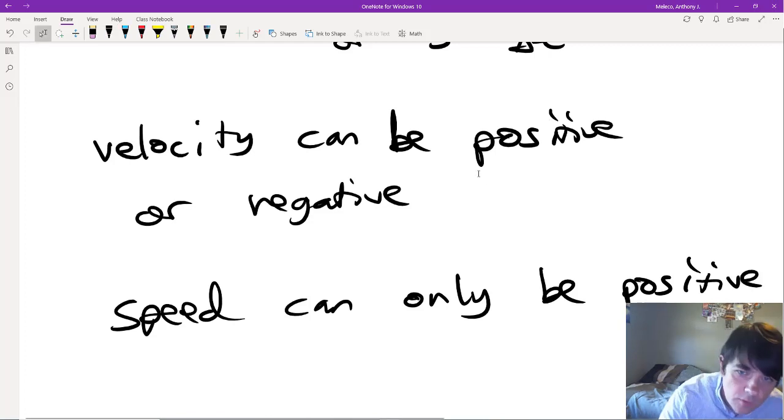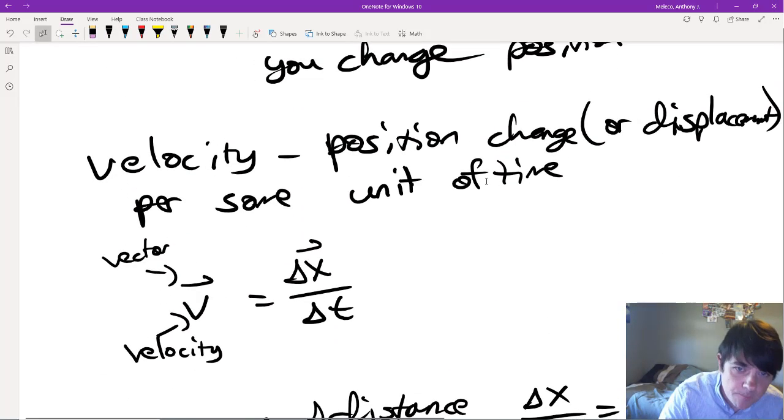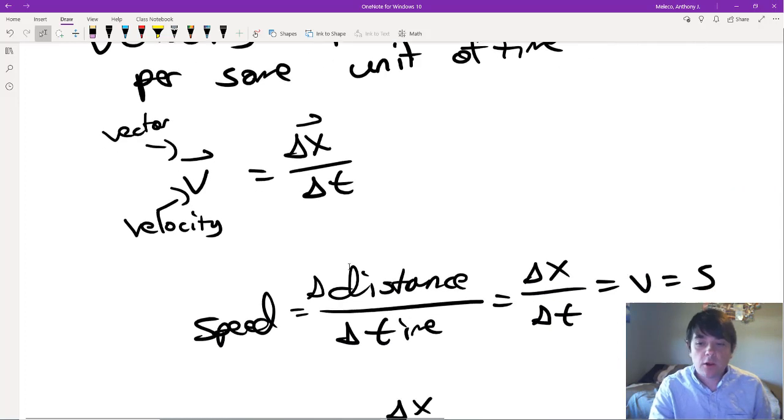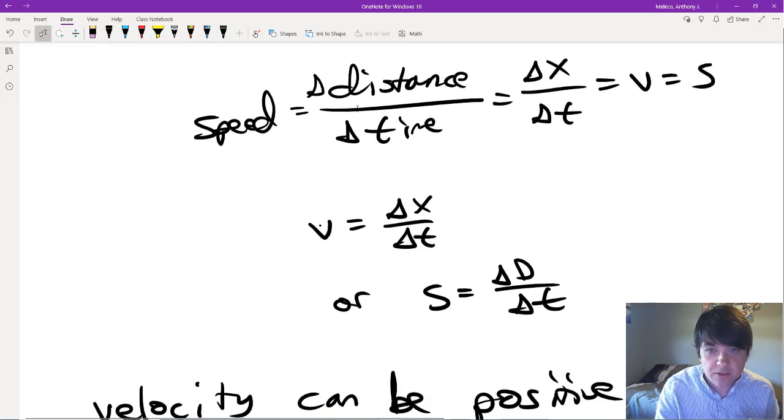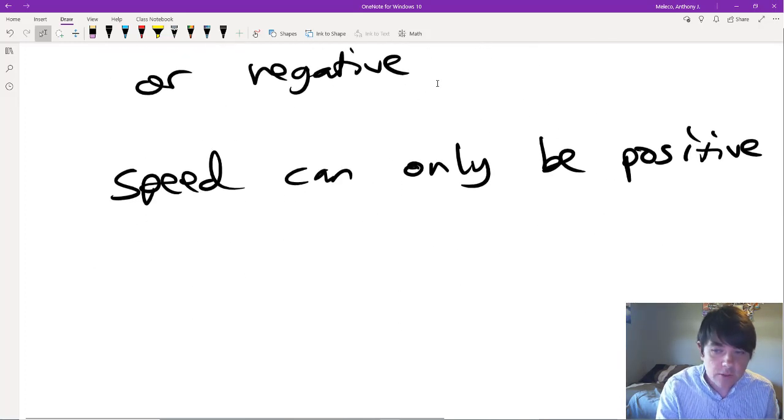And you'll notice something developing here. If we have a vector, it is defined in terms of another vector. If you have what's called a scalar, it's defined in terms of another scalar. If something can be positive or negative, it's defined in terms of something that can be positive and negative. If something can only be positive, it's defined in terms of something that can only be positive.